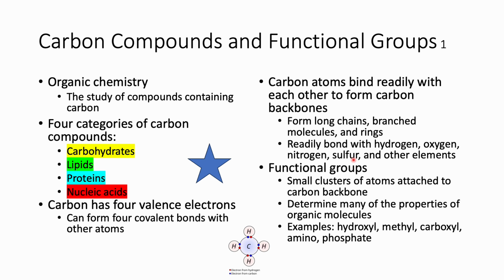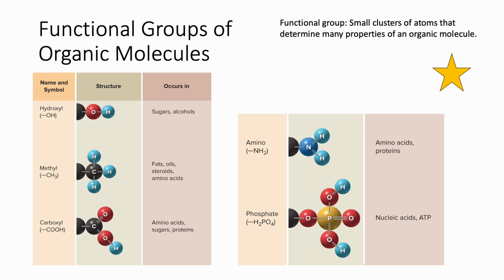You will also be learning about functional groups. What is a functional group? It is a small cluster of atoms attached to a carbon backbone, and the functional group determines the properties of different organic molecules. So let's take a look at some of these functional groups. First off, we have hydroxyl. Hydroxyl is OH, and if a carbon backbone has an OH at the end of it, it means it is either a sugar or an alcohol.